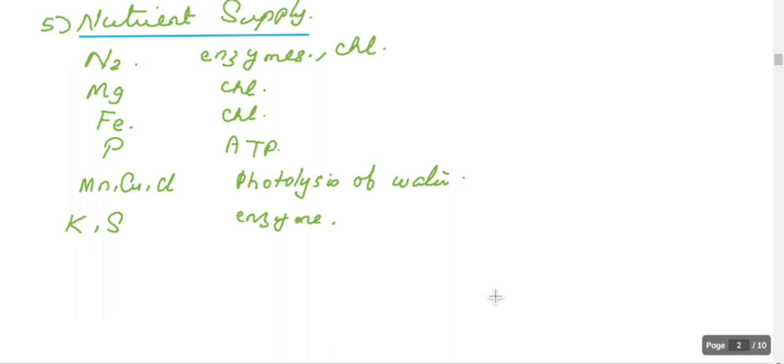Iron is also essential for the formation of chlorophyll. Then phosphorus is a part of ATP, adenosine triphosphate. Manganese, copper and chlorine are the elements needed for photolysis of water. Potassium and sulfur are directly involved in enzyme synthesis. We know the second half, or the dark reaction, is an enzyme-dependent reaction.